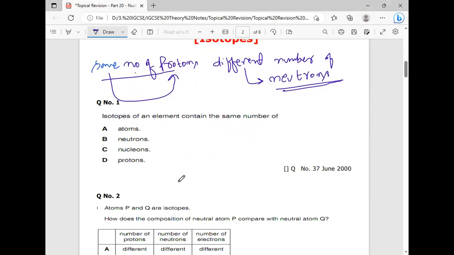Question number 1. Isotope of an element contains the same number of, no, atoms, no, neutrons, no, nucleons, no, protons, yes. So option D will be the correct answer. And you can see over here, isotopes of an element contain the same number of protons. So question number 1 is clear to all of you.